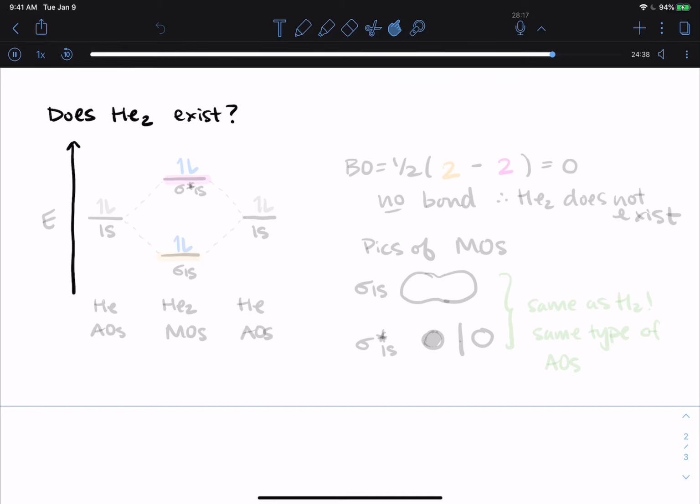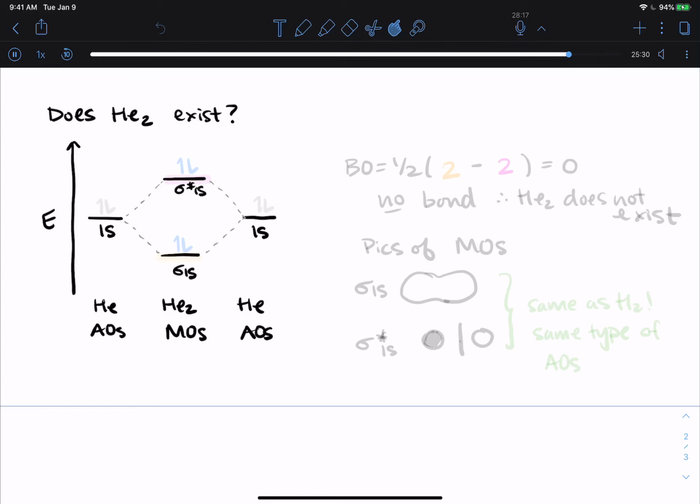So let's make a correlation diagram. I have energy. I'm going to have helium atomic orbitals in this column, and in the middle, He2 MOs. Helium has just a 1s. It's still in that first row. When I combine these atomic orbitals, I'll get a bonding combination. This can be a sigma 1s. And I will get an anti-bonding sigma star 1s combination. I want to dash these to show that those MOs came from these atomic orbitals.